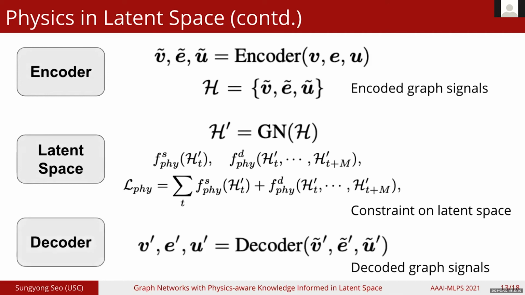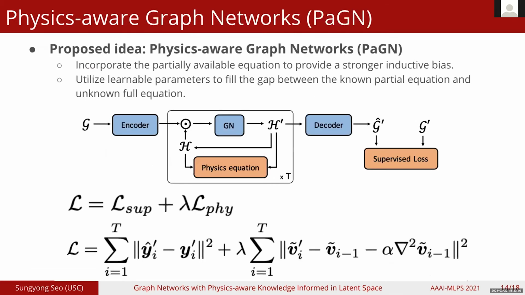Finally, the sequentially updated attributes are retransformed to the original space by a decoder. So this is the proposed idea, the so-called physics-aware graph networks. The blue blocks have the learnable parameters, and the orange blocks are objective functions in our model. And this operator is a concatenation.